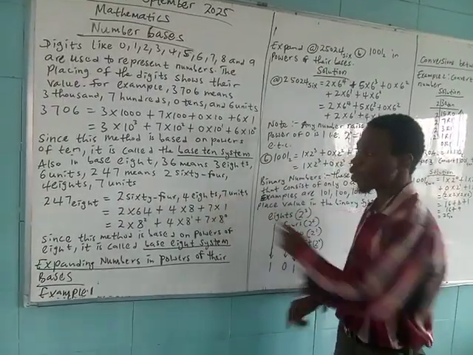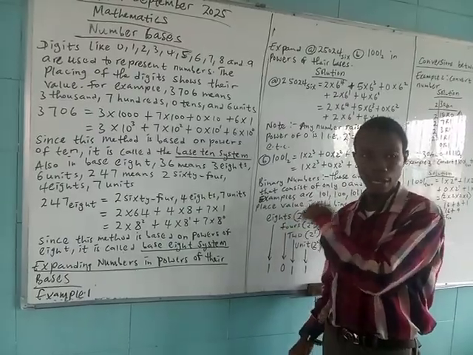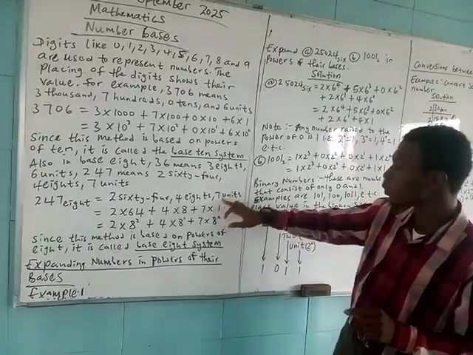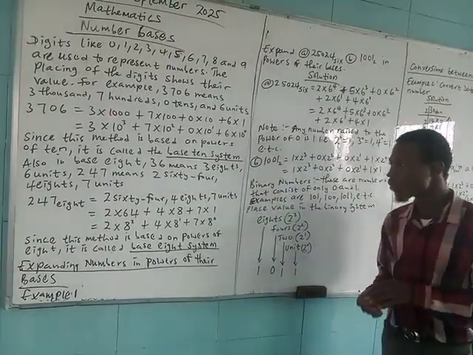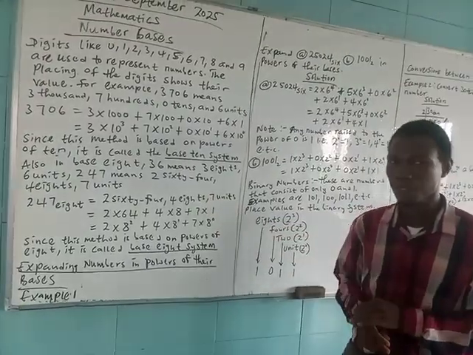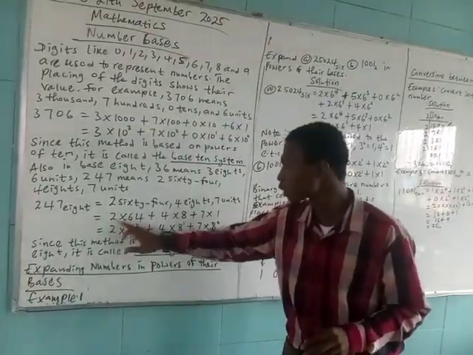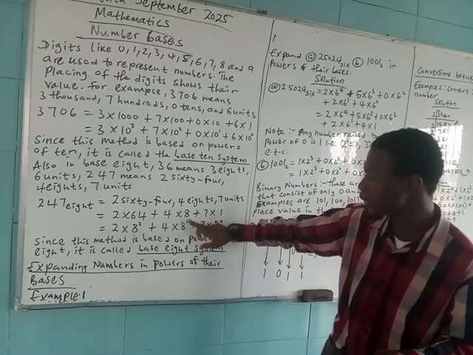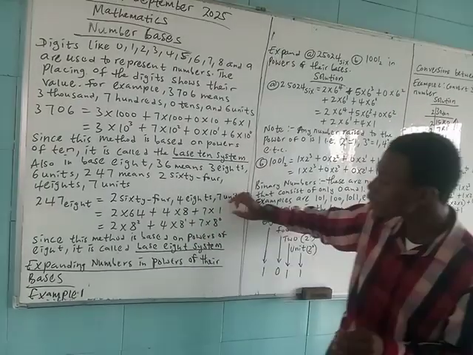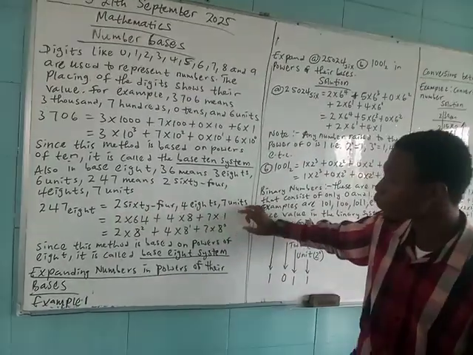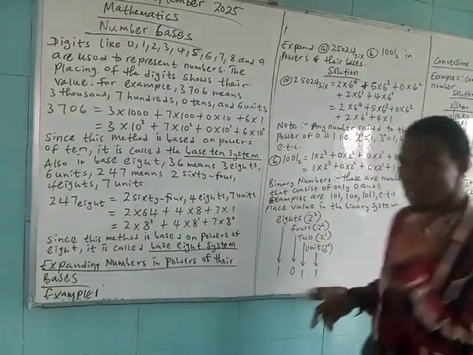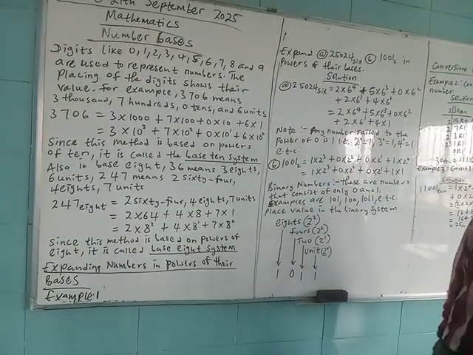So that is why we have 2 times 64. 4 eighths, because 4 is multiplying 8. Then 7 units, 7 is multiplying 1. So 2 times 64, 4 times 8, 7 times 1. This is the expansion of this number that is in base 8. This is the base 8 expansion.